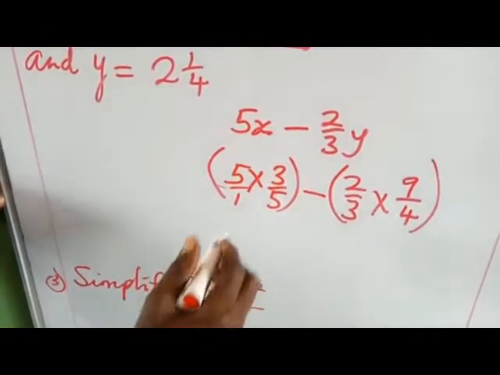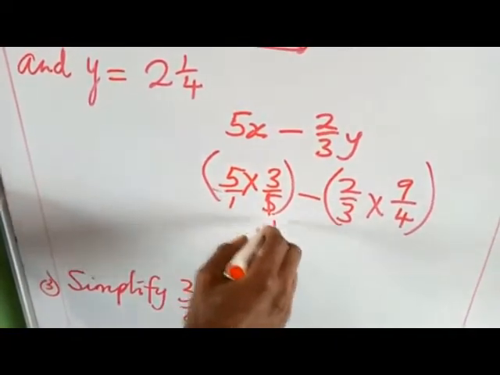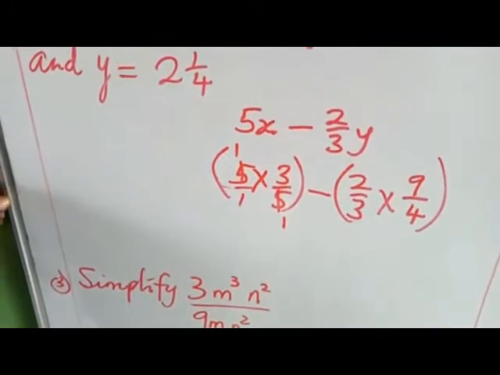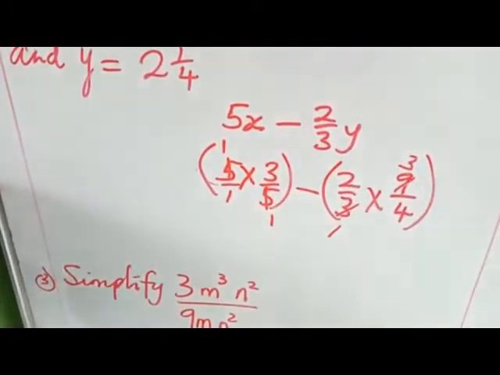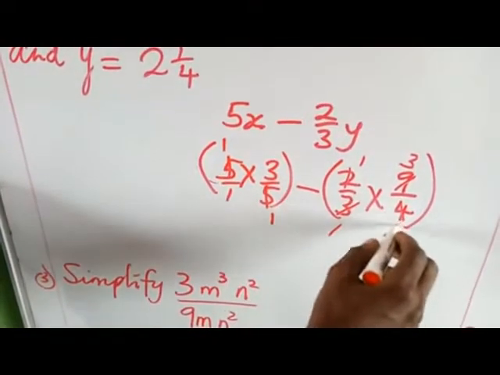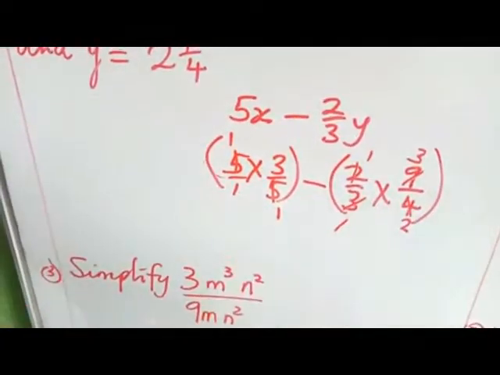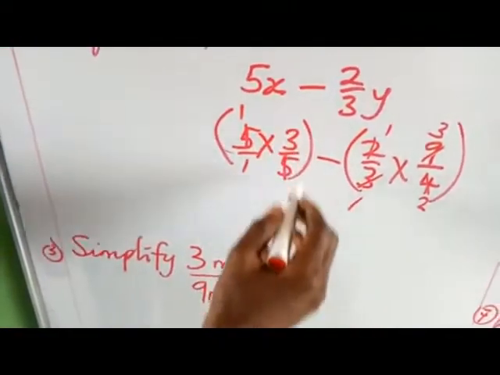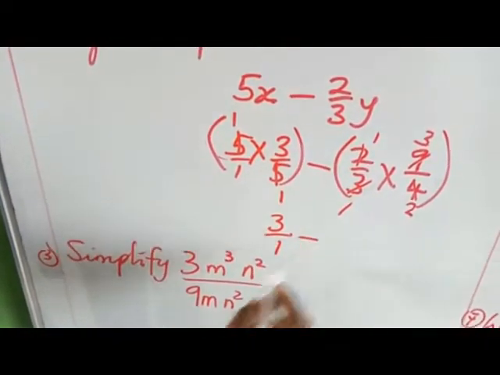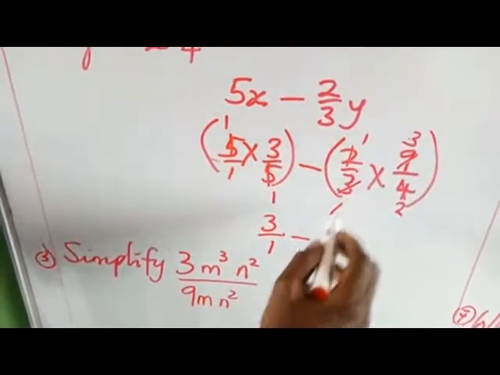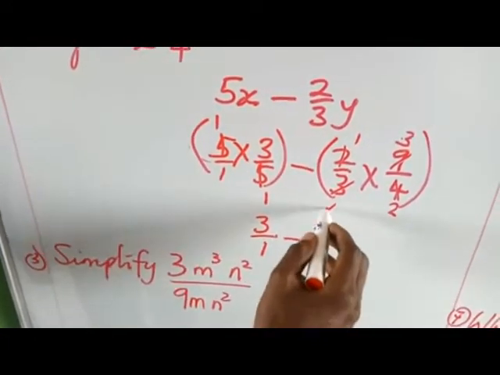Now from here, I can cancel this with this, 1, 1. This one cancels with this, and this one cancels with this: 3 times 2 goes here, 1, 2 goes here, 2. So I'm going to write out the remaining values now. 1 times 3 is 3, over 1 times 1 is 1. Minus 1 times 3 is what? 3. All over 1 times 2 is what? 2.